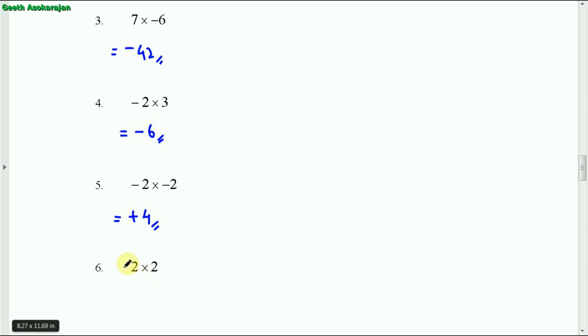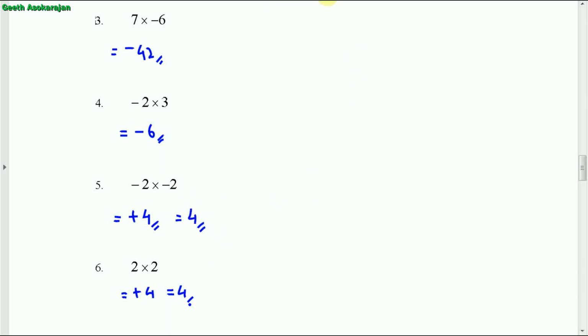Next one. Plus 2 times plus 2. Two terms of the same sign. Plus times plus is a plus. 2 times 2, 4. You don't need to write down the plus. You can leave it as 4. Likewise, over here, instead of writing plus 4, you can leave it as 4. Okay, so if you don't have a sign in front, we assume that to be plus.